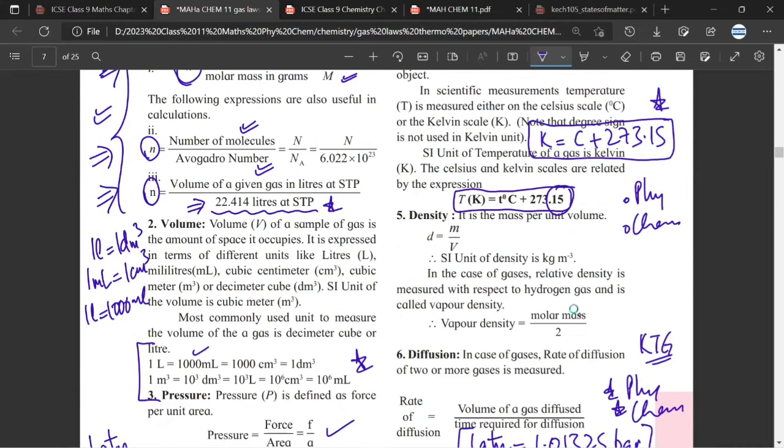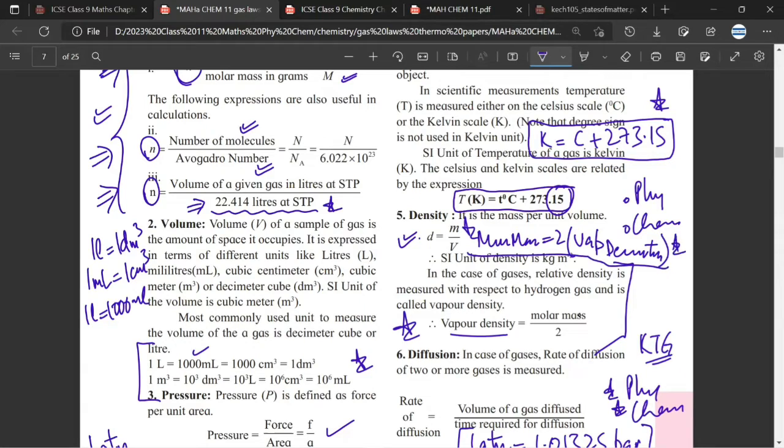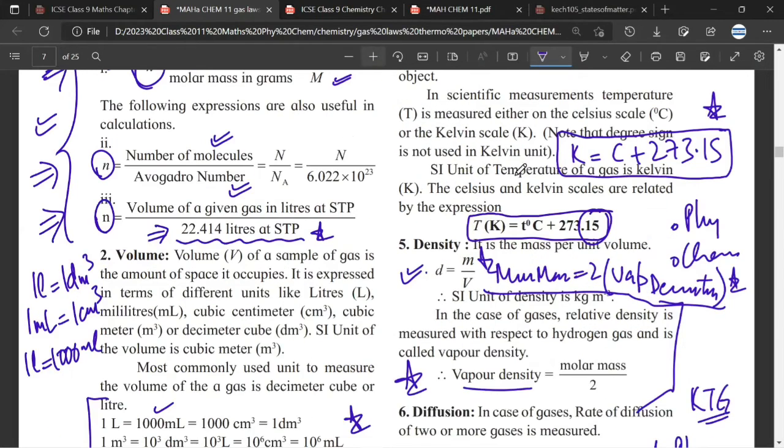So density is equal to mass per unit volume. There is another kind of numerical that you would have done in stoichiometry in class 10th ICSE. This is another formula that you would have studied: vapor density is equal to molar mass divided by 2, or molar mass is equal to twice the vapor density. Actually, when we were doing stoichiometry, this is a formula that we had done, if you remember. Are we okay till here?